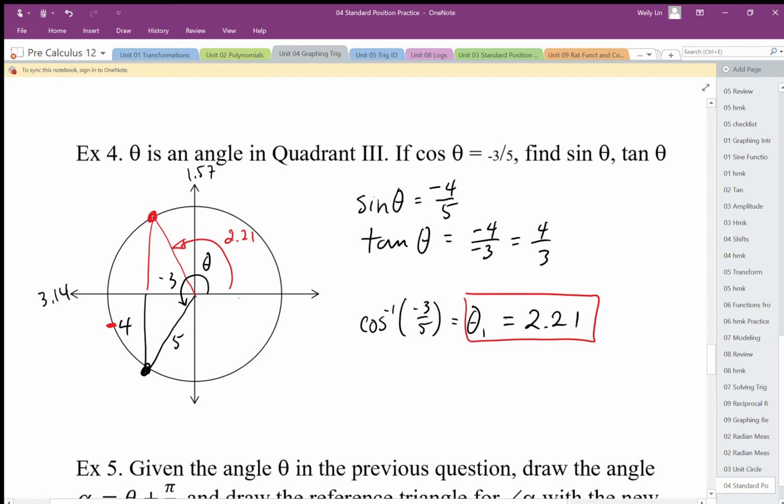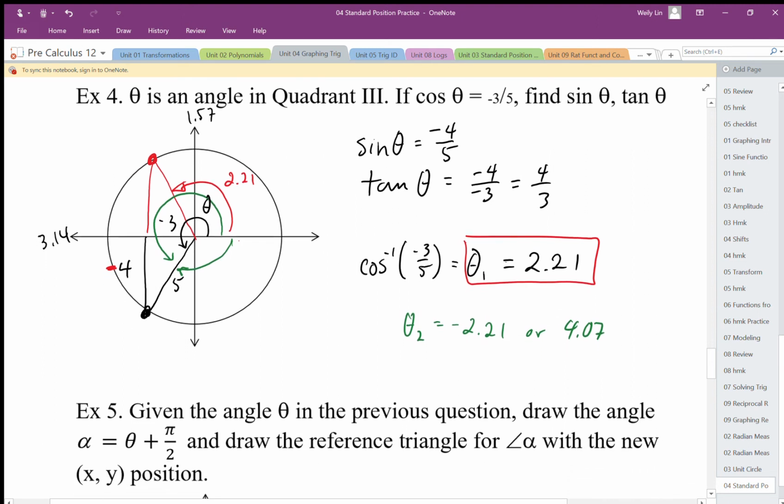So my theta 2 angle, I can say, is negative 2.21. That would be correct. So let's write that down, negative 2.21. Or we can use the angle going in this direction, which is 2 pi minus 2.21. So what is that going to be? 2 pi minus 2.21, I get 4.07. Okay, so those are coterminal angles. They are exactly the same position, but going at it from different directions. One's negative, one's positive.